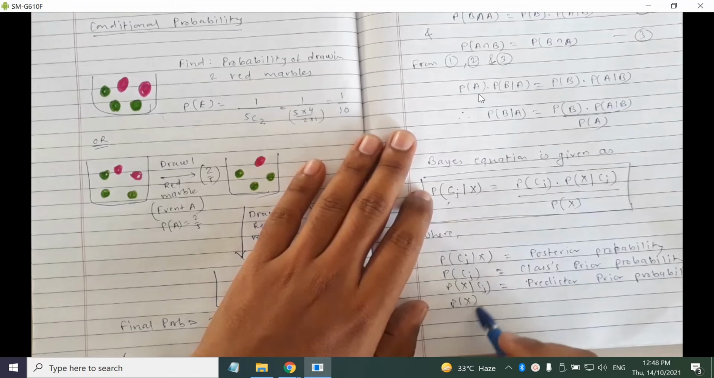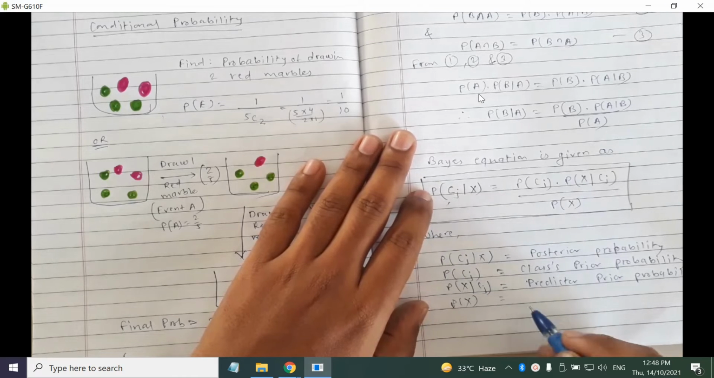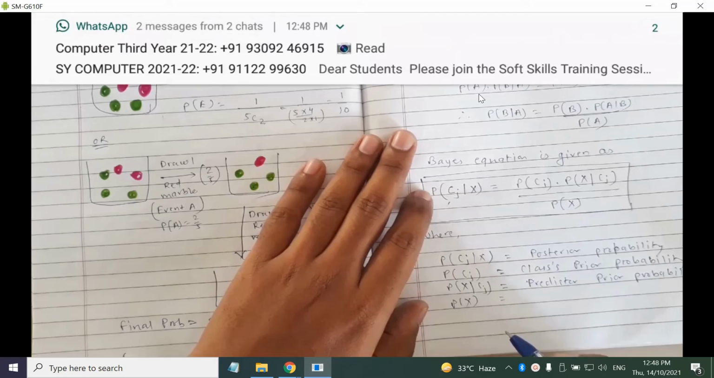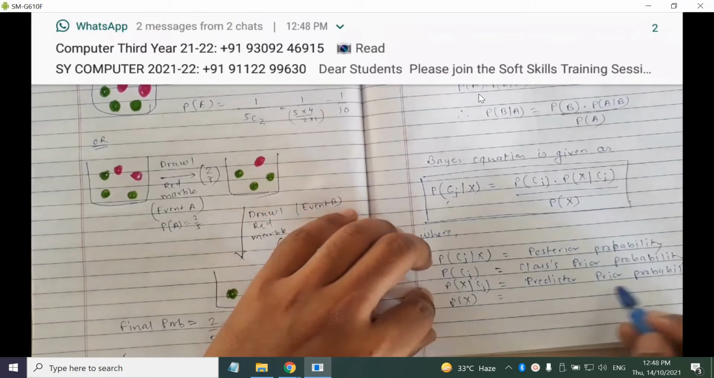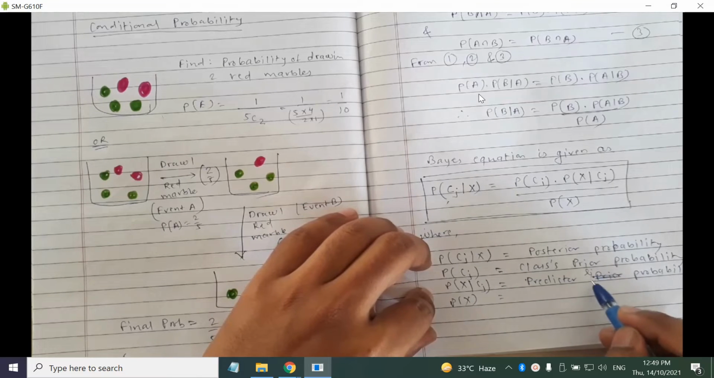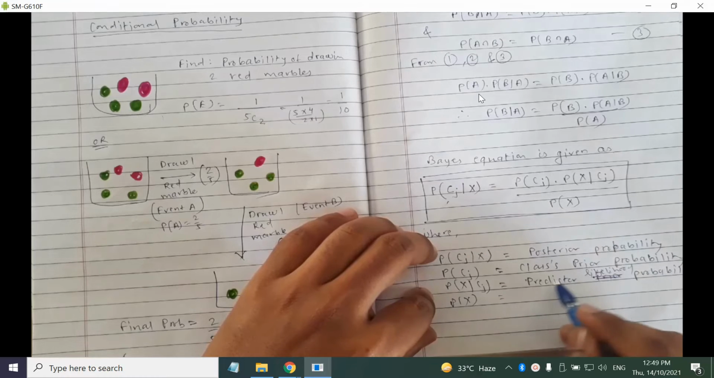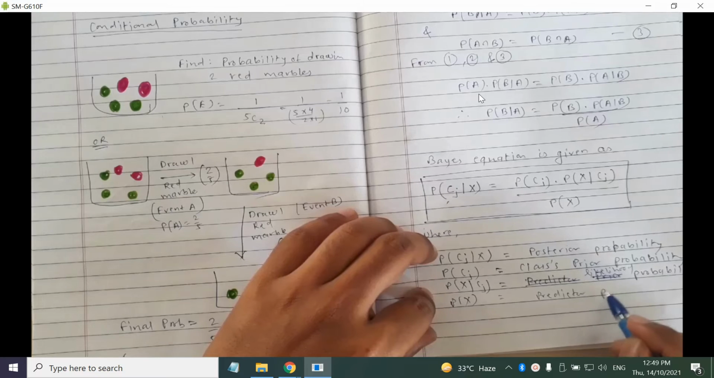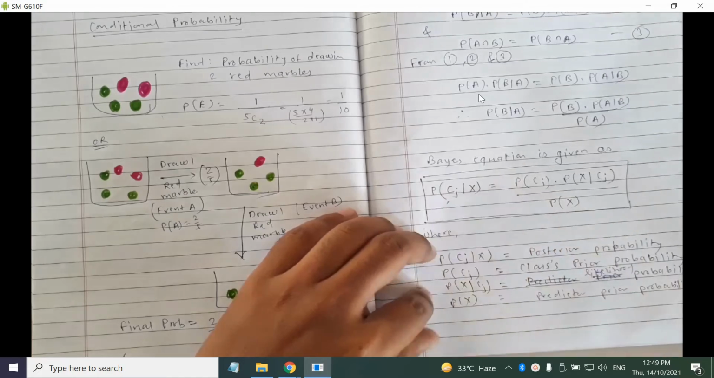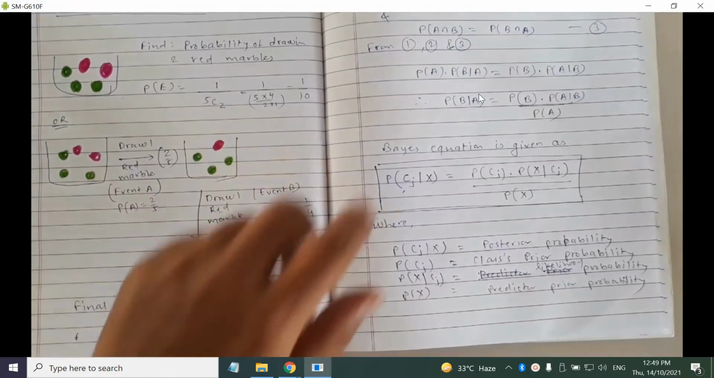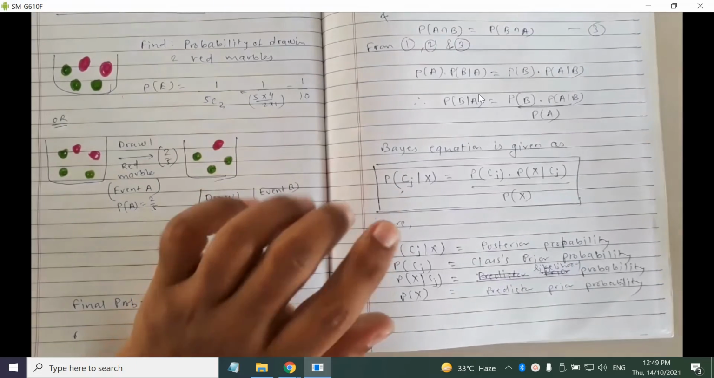Then P(X|Cj) for the instance, sorry, this is the likelihood probability, and this is the predictor prior probability. Okay, so this is the Bayes equation. Any doubt till this point?